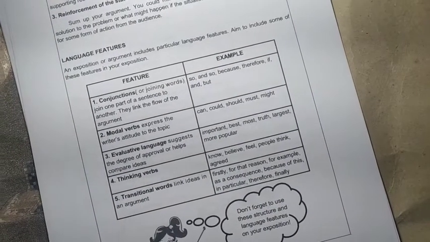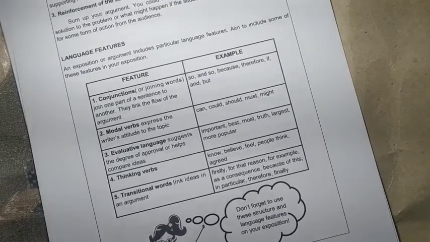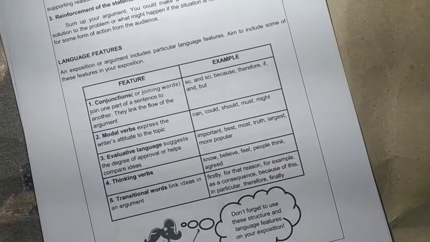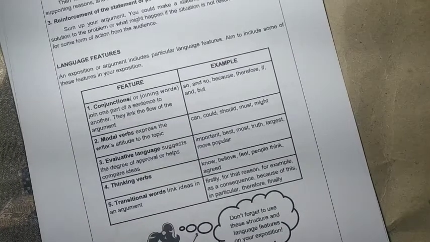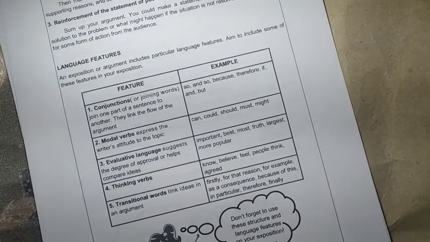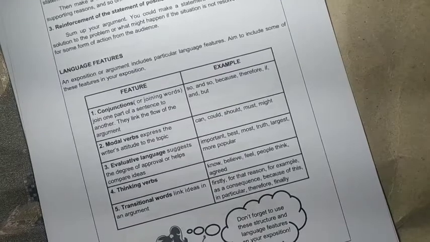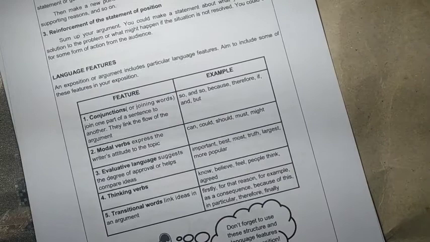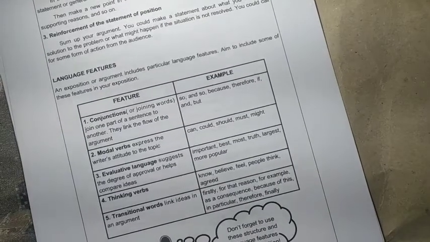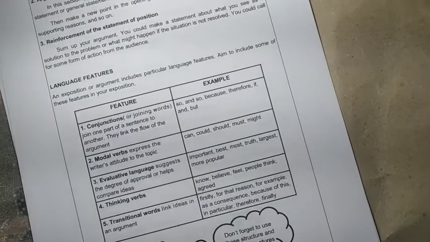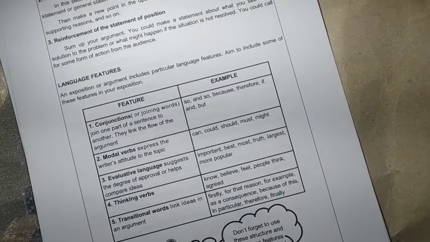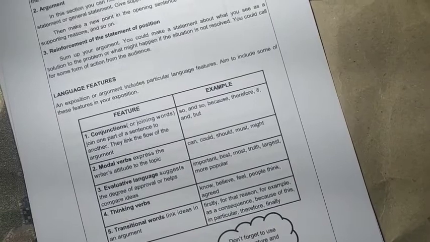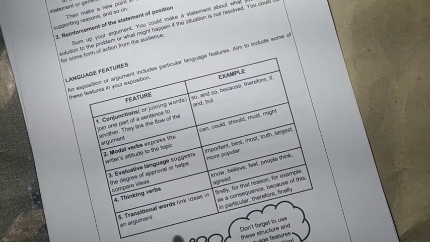Next will be the modal verbs. When you say modal verbs, they express the writer's attitude to the topic. The examples are can, could, should, must, might. So these are the modals. These are special verbs after which the next verb will be in the base form. It should not have ing, s, or past tense. It should be base form.